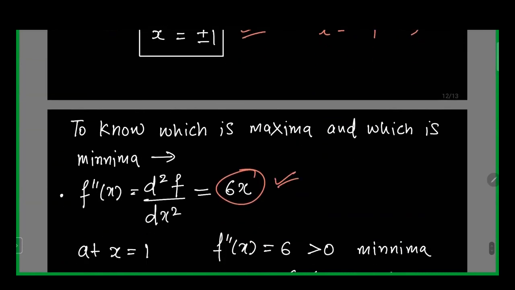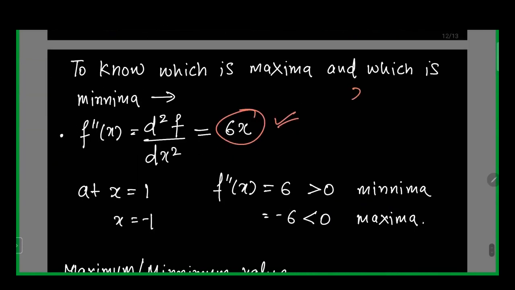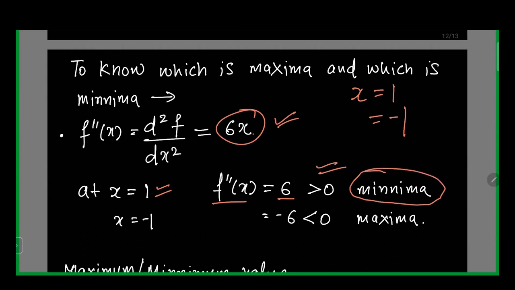Once you get 6x, put in the values of your maximum and minimum points. We have 2 points: one is x equals 1 and the other is x equals minus 1. So put x equals 1. Your double derivative will become 6. If your double derivative is greater than 0, meaning it has a positive value, it means you have minima there. That point is a minimum.